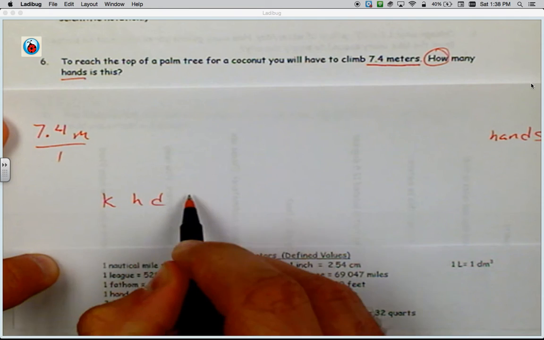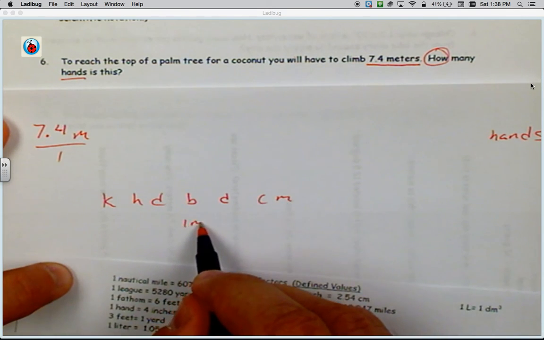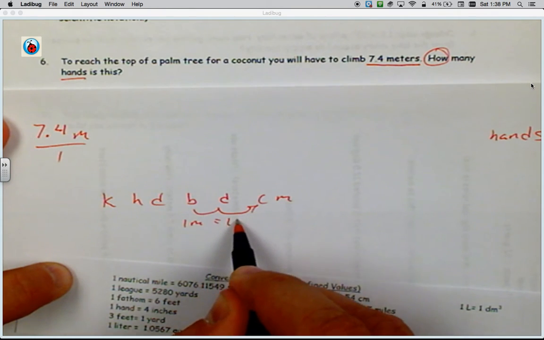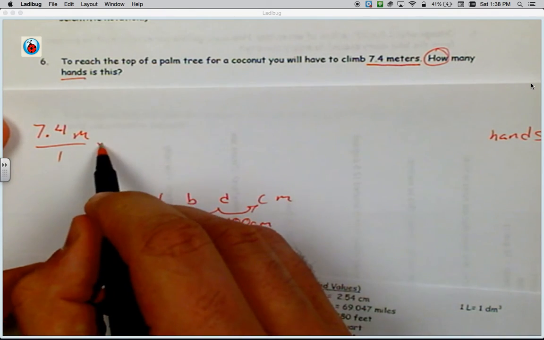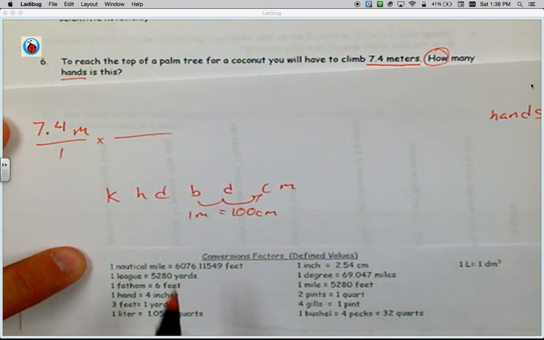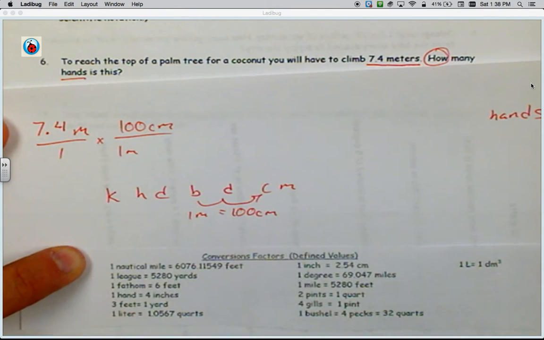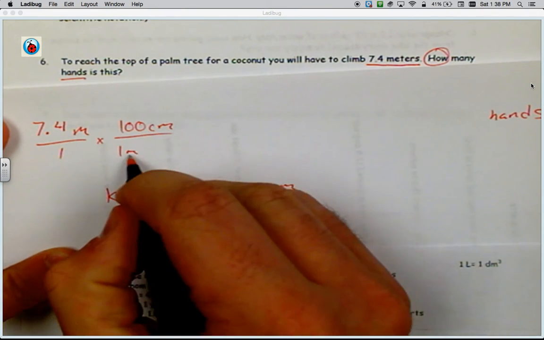King Henry died by drinking chocolate milk. Meters bigger. 1 meter is equal to 100 centimeters. There's our first conversion factor. It wasn't on our table, but it was in our head. Good. So, 1 meter, 100 centimeters. There's our first step. Meters cancel.